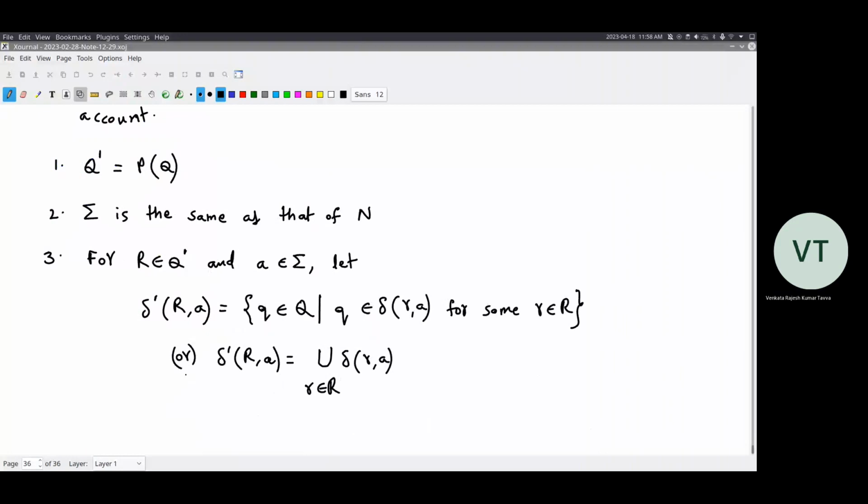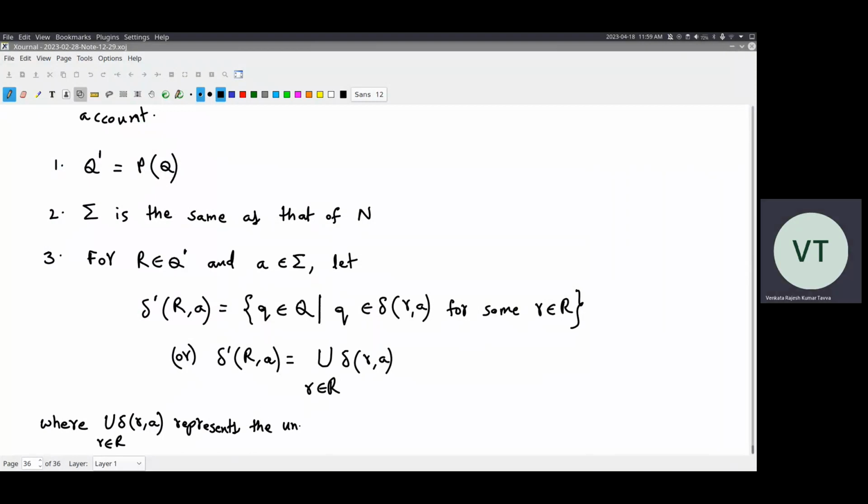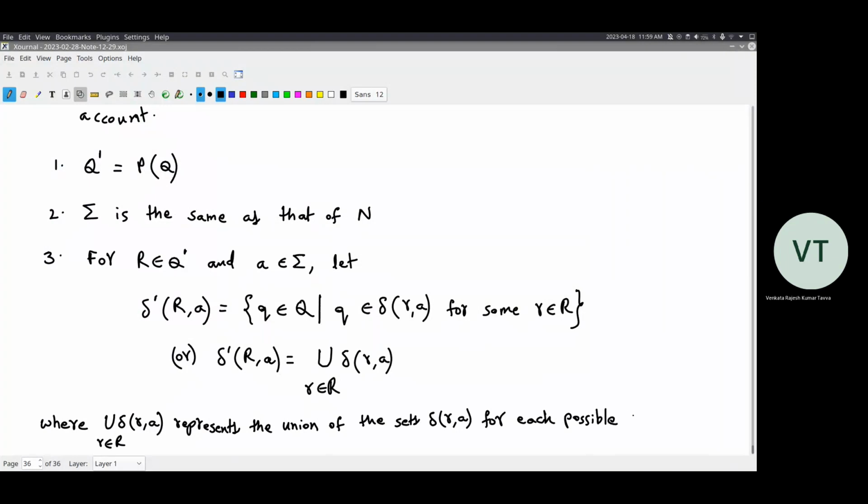Where the union of delta Ra, for R belonging to R, represents the union of the sets delta Ra for each possible R in R. Okay? Clear?